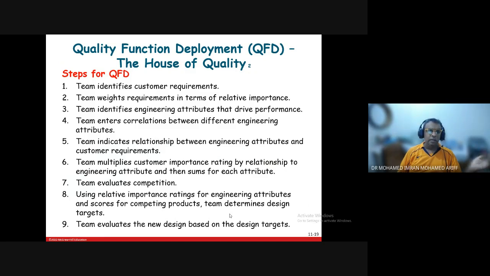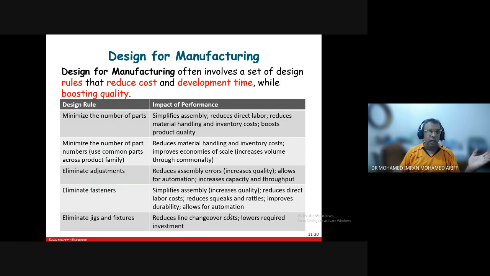Point number 4, the team correlates between different engineering attributes. That means you have different attributes from one customer, so who do you assign it to? Which department do you assign it to? So this is very important as well.